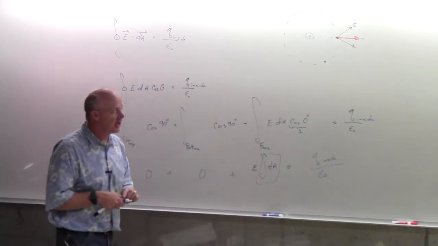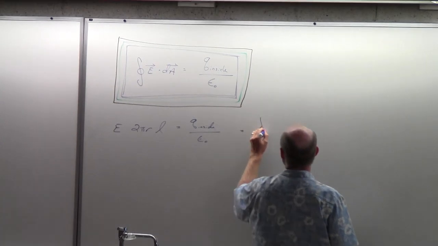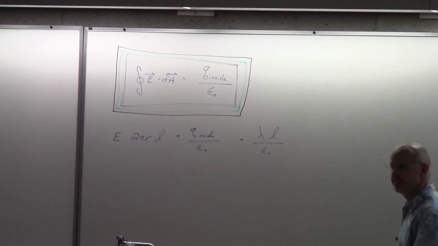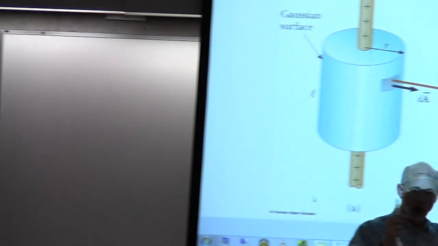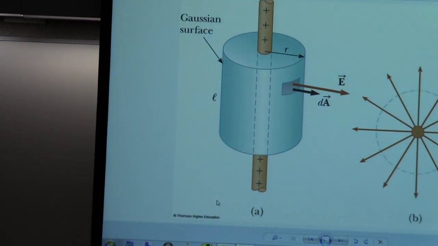But how am I going to get the charge inside? Well, let me just take the charge density times its length. I know I just threw this up here, but in this problem, they're saying, look, this is a long line of charge with a charge density of lambda. So, take that charge density times its length. That's how much charge is inside. Do you have to worry about how much space the rod has taken from the surface area? You mean the thickness of the rod?